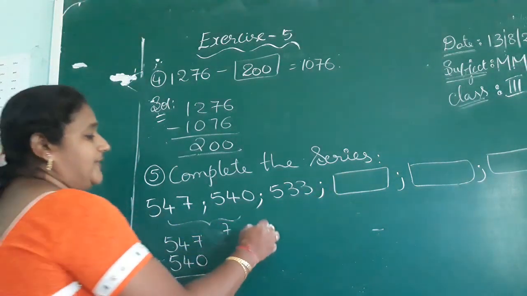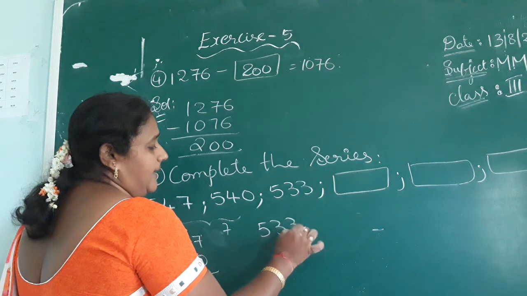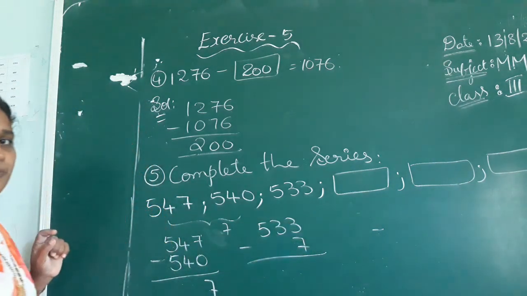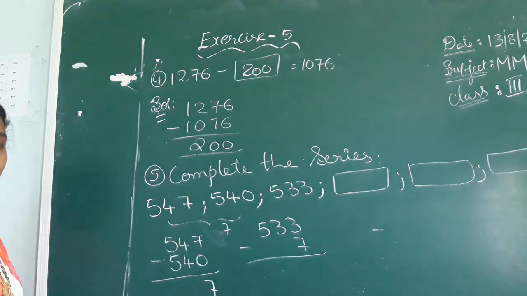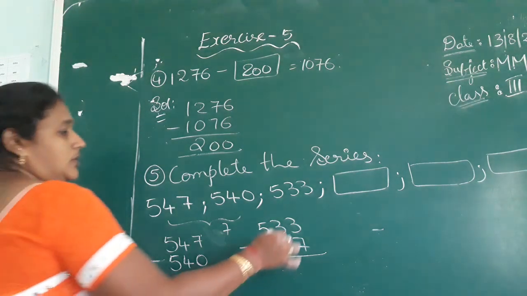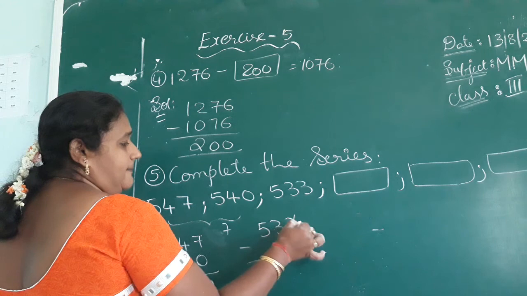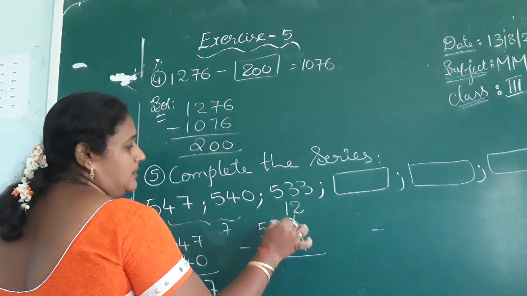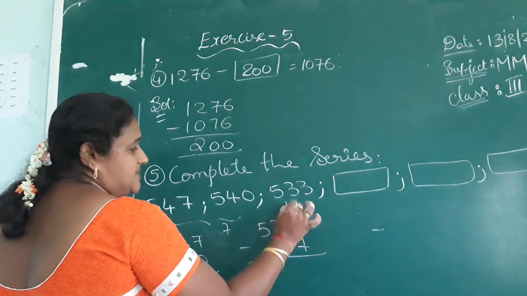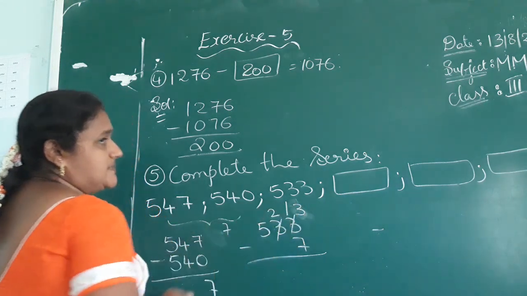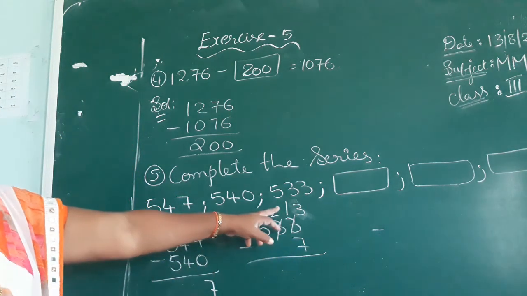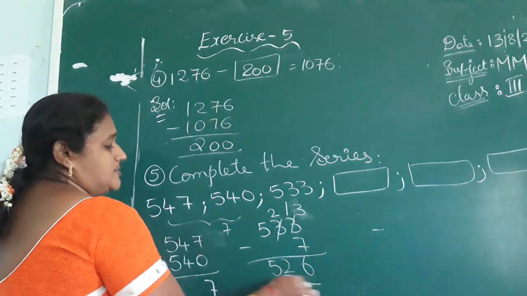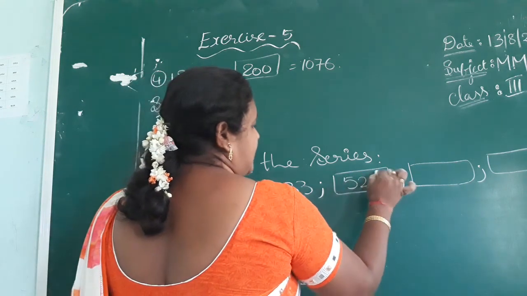That means 533 minus 7. 3 minus 7. Is it possible, ma'am? No. So now you have to borrow. How will you borrow? From the number before. So 10, it becomes 12. This becomes 13 and the number before becomes 2. 10 plus 3, 13. 13 minus 7, 6. 2, 5. So the number is 526.